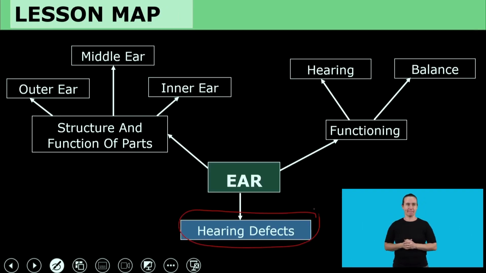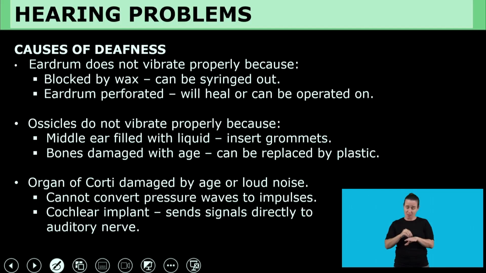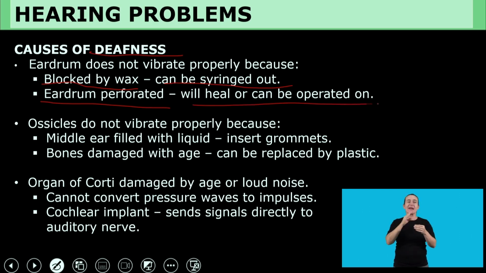We do have hearing defects of the ear. Some of the causes of deafness: sometimes the eardrum does not vibrate properly. What are the causes? Maybe it is blocked by wax or the eardrum is perforated. If it is blocked by wax, the wax can be syringed out. But if it's perforated, it will heal and can operate properly.